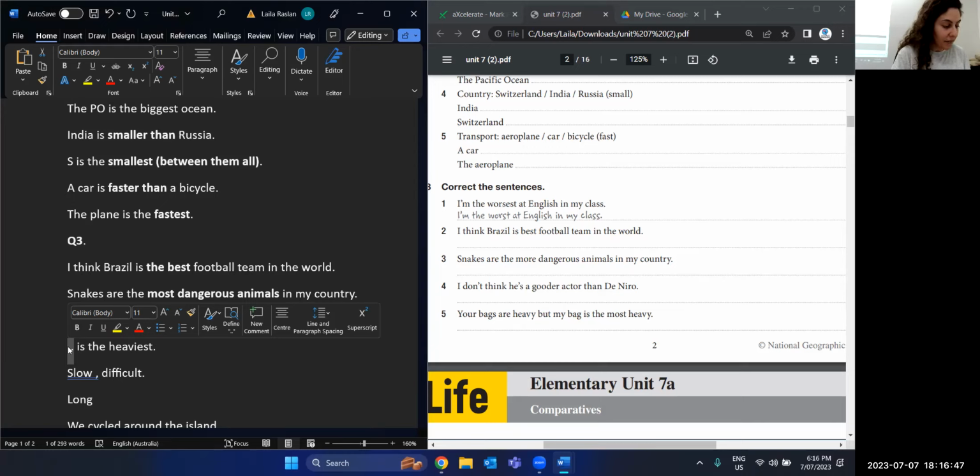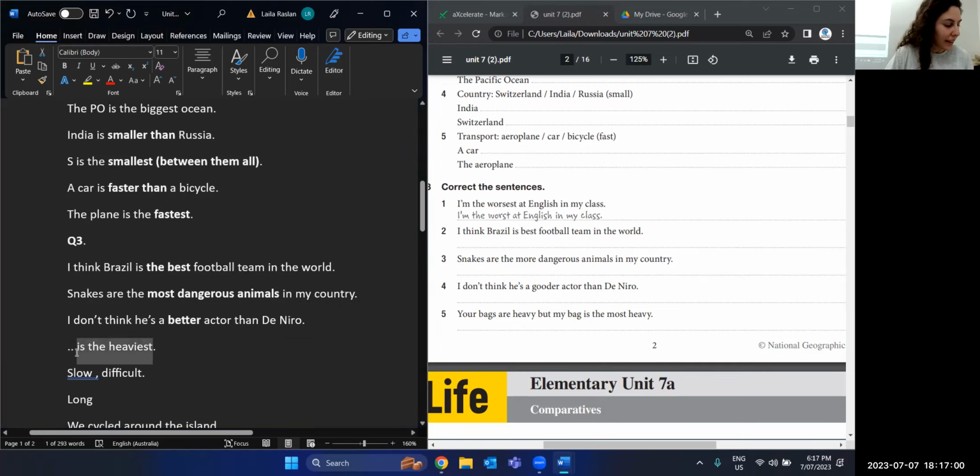Your bags are heavy. Yeah, because I'm not comparing it. I'm just saying your bag is heavy. Your bags are heavy. That's correct. But my bag is the heaviest. So we need to correct just the last part.